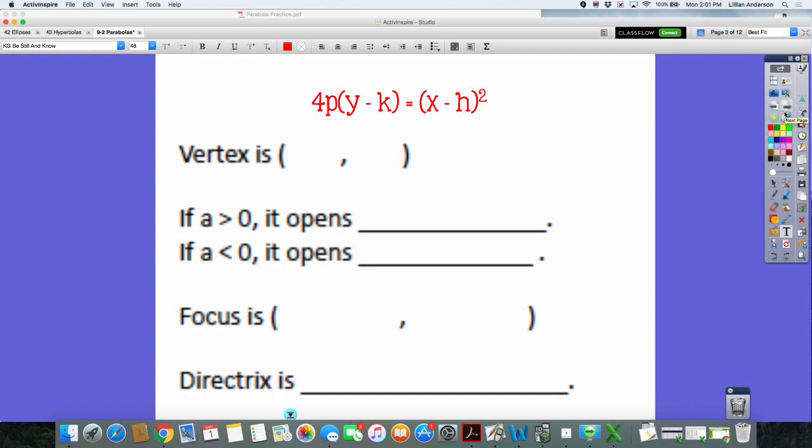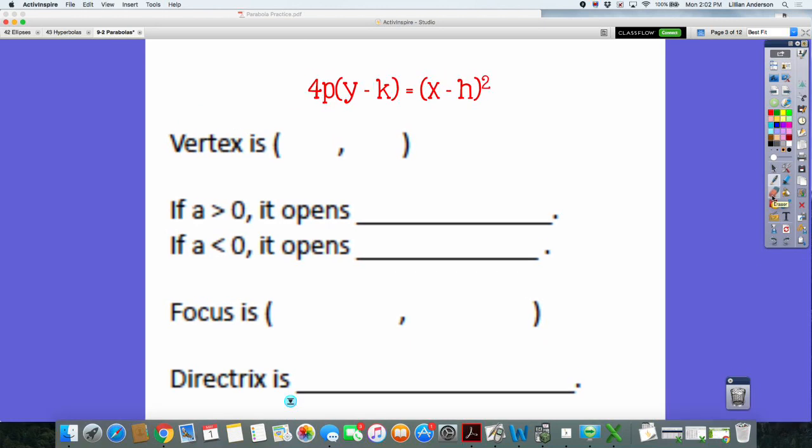So to start, at the very top of that conic section parabola sheet, you guys are going to write in this formula here. This is one of the two formulas that you will need to know when it comes down to parabolas. 4p(y minus k) equals (x minus h) squared. When you have an equation written in this format where your x's are being squared, you know the parabola is going to open either up or down.